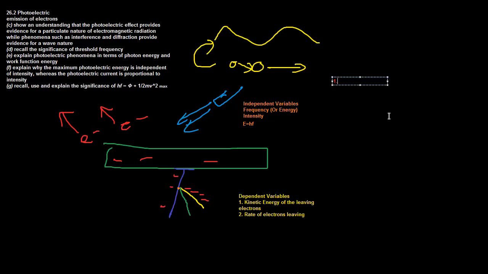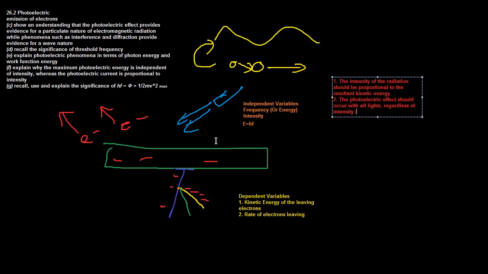We said if it is a wave, this is what should happen. The intensity of a radiation should be proportional to the resultant kinetic energy, and that makes a lot of sense, doesn't it? Basically, once you give it energy, the more energy you give it, the faster things should fly off. That's really logical. The second one is the photoelectric effect should occur at all intensity with all lights, regardless of intensity or frequency. And that's basically this idea here.